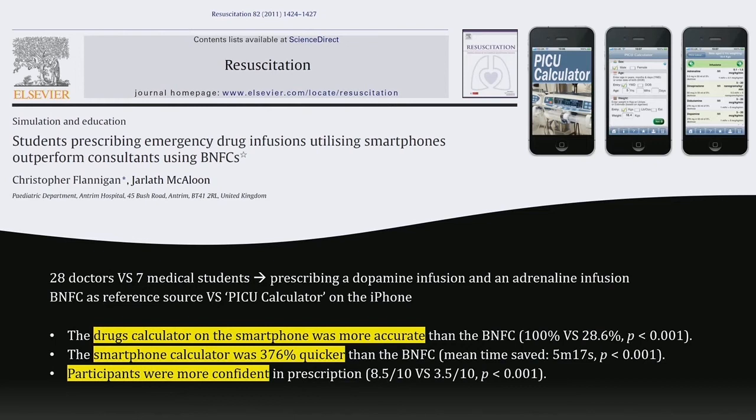Another interesting study was done in the UK, where doctors and students were asked to prescribe an inotropic infusion. 28 doctors and 7 medical students were recruited. The reference material is either the BNF for children, or a smartphone app called the PICU Calculator on the iPhone. The drugs calculator on the smartphone was more accurate than the BNF for children. It is surprising that using the BNF for children only achieved a poor accuracy of 28.6%. Also, the smartphone calculator was more than 3 times quicker than the BNF for children, with the mean time saved being more than 5 minutes. And participants were generally more confident in prescription.